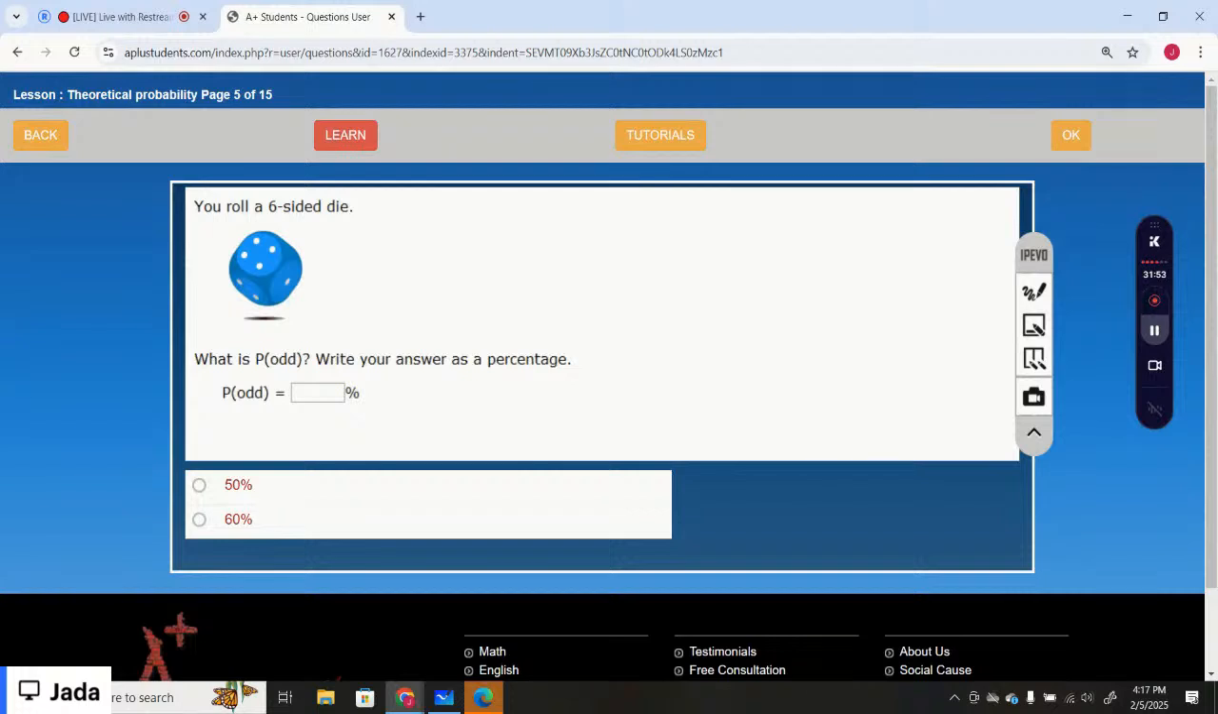You roll a six-sided die. What is the probability of odd? Odd numbers. Three of the numbers are odd and three of the numbers are even. So the correct option is 50%. Option number 1 is the correct option.